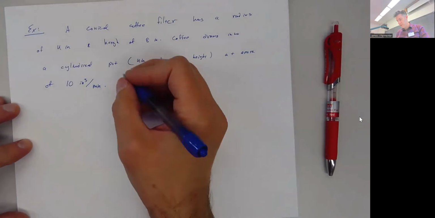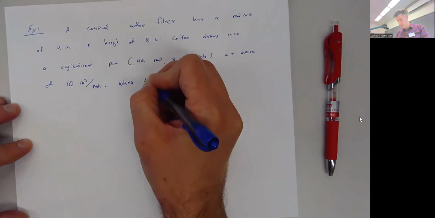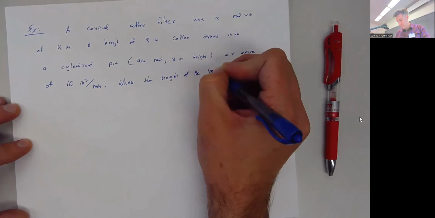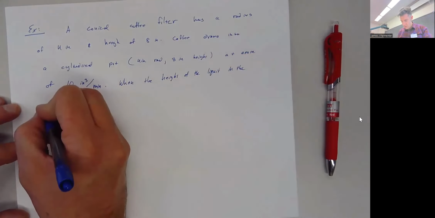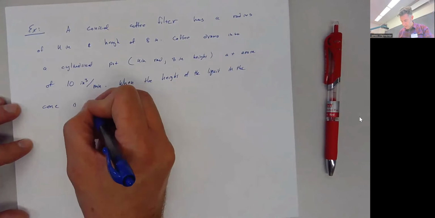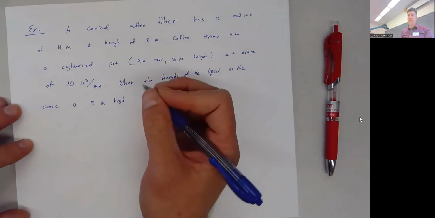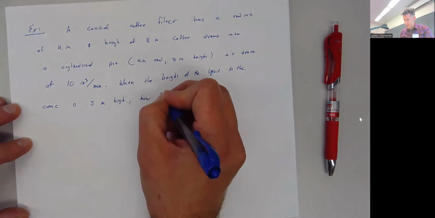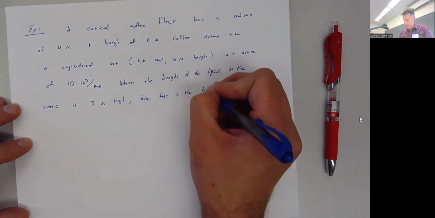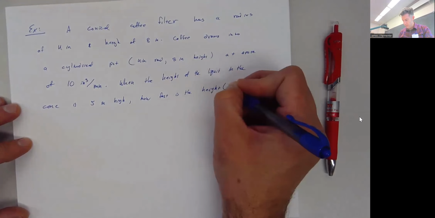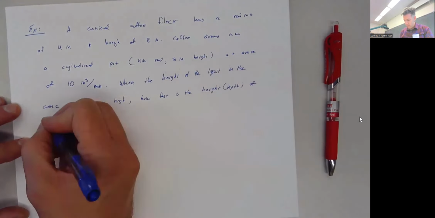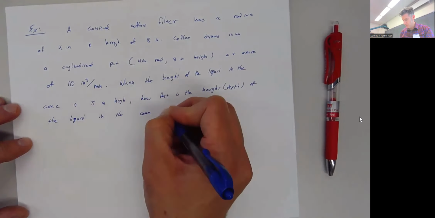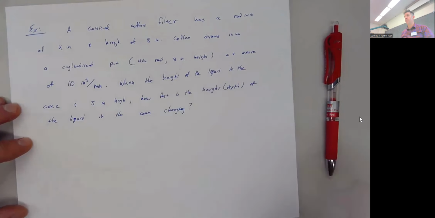Okay, here's the question. When the height of the liquid in the cone is 5 inches high, or deep, if you want to think about it being deep, how fast is the height, or depth, if you prefer that word, of the liquid in the cone changing? It's a lot of words to interpret.